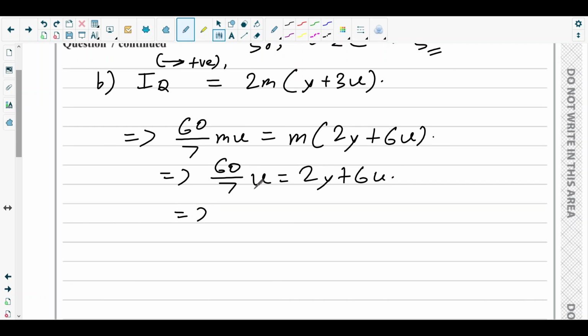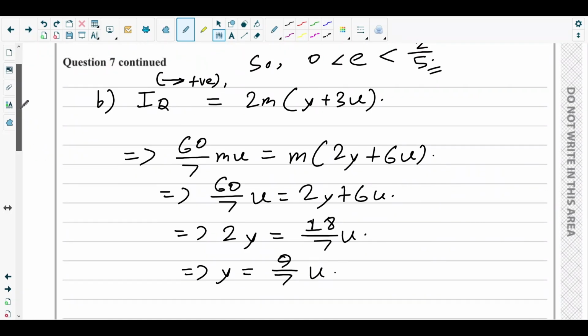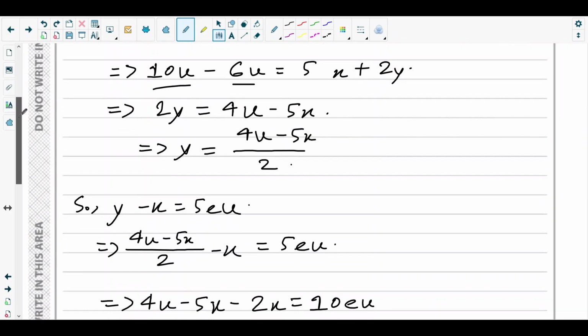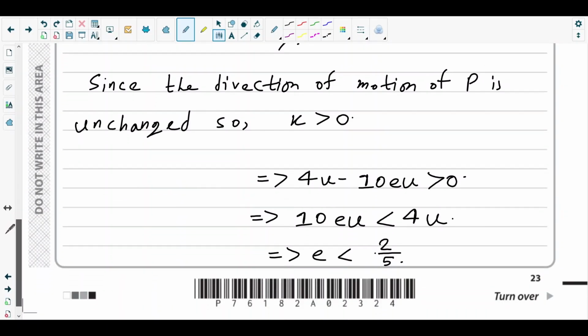Okay, we need the value for y, so 2y equals 60 over 7 minus 6u. So 60 over 7 minus 6 would give you 18 over 7u. So the value for y is 9 over 7u. We got the velocity of particle Q after the collision, that is y, which is 9 over 7u. Now we can use 9 over 7u to find the value for the coefficient of restitution.